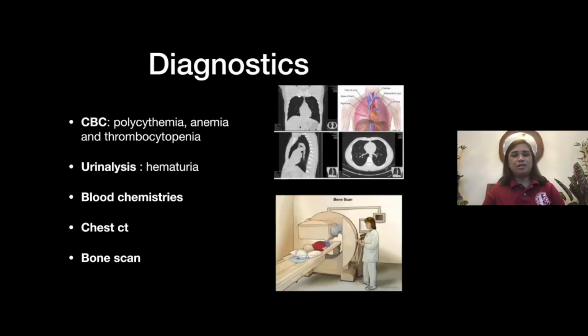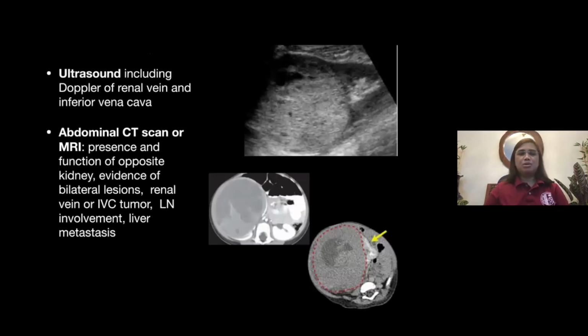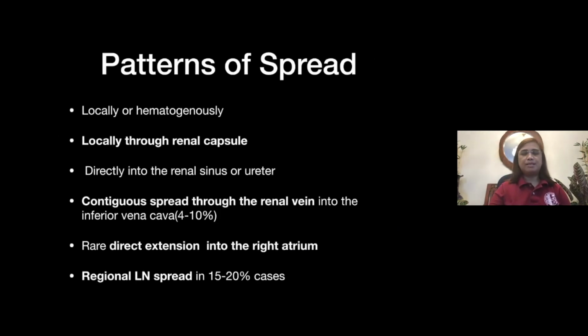For the diagnostics, we can request CBC, urinalysis to check for hematuria, blood chemistries, chest CT scan, and bone scan. Ultrasound, including Doppler of the renal vein and inferior vena cava, abdominal CT scan, or MRI will assess the presence and function of the opposite kidney. We'll check for evidence of bilateral lesions. We'll see the renal vein or inferior vena cava tumor, lymph node involvement, and liver metastasis.